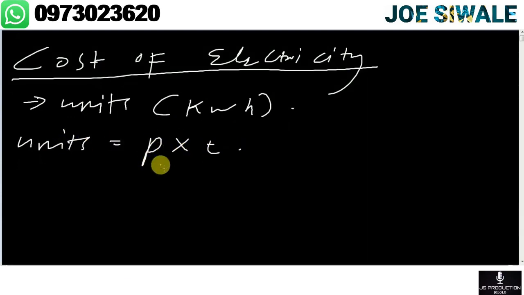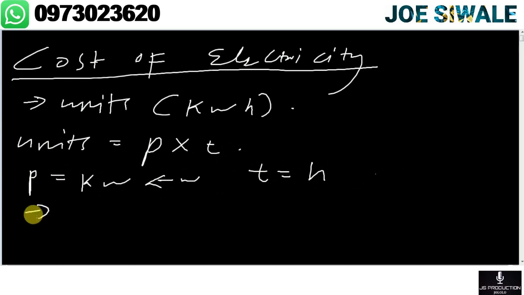But we need to take into consideration that here our power has to be in what? Kilowatts. So if you have been given watts, you need to change them into kilowatts. Then our time has to be in hours. So if you have been given time in minutes or seconds, you have to convert it into hours. So that's the formula of units.